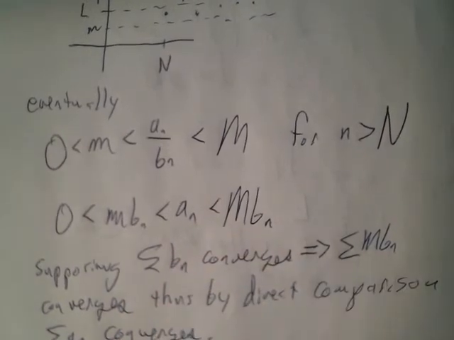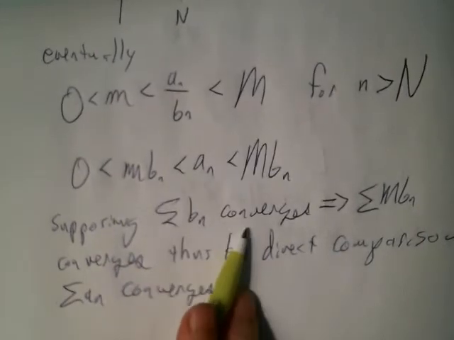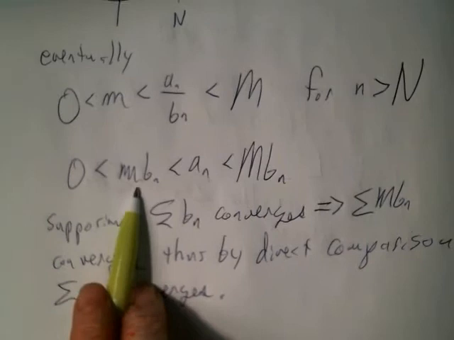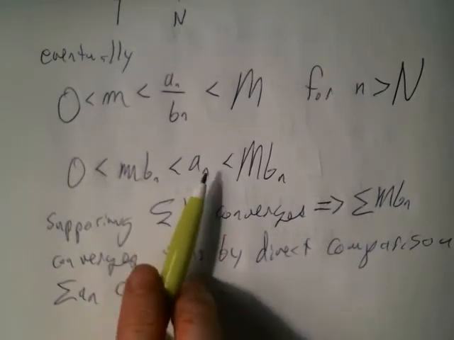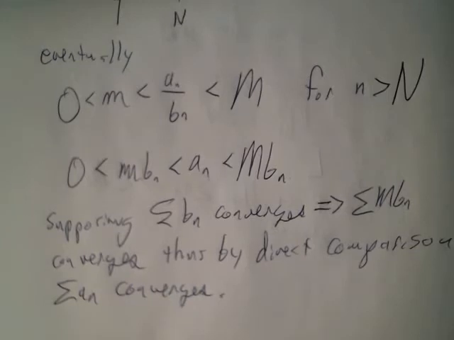Okay. And then you can play the same game the other way. If the series b sub n diverges, then the series of m times b sub n diverges, and it'll force the series of a sub n to diverge by the direct comparison test as well. Okay. So doing the limit comparison in practice, you want to pick a series that you know about to form this limit, and then do the limit and make your conclusion.